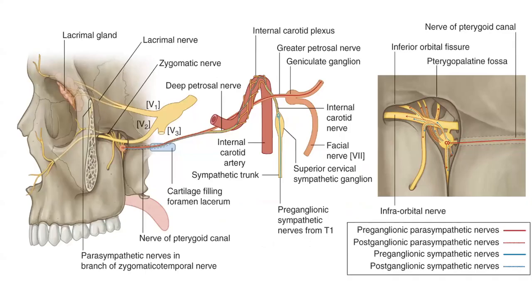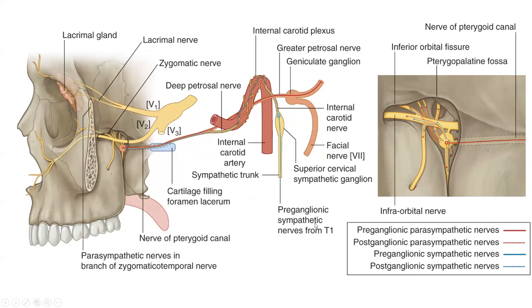So to go to the more specific part, the preganglionic fiber, as you see, is carried by the parasympathetic preganglionic fiber, carried by the greater petrosal nerve, a branch of the facial, arising from the superior salivatory nucleus, and it is joining with the postganglionic fiber of the sympathetic.